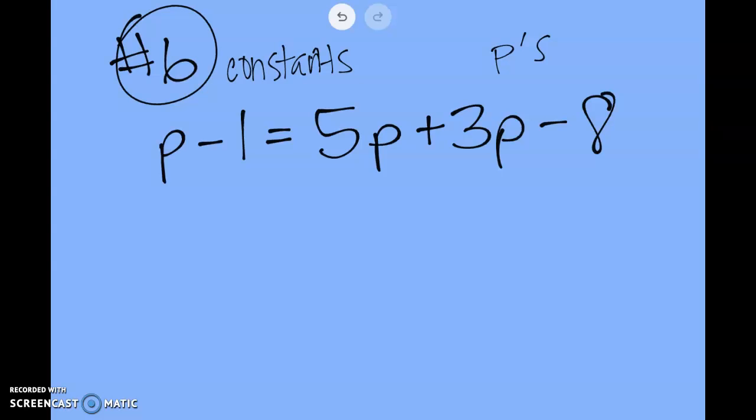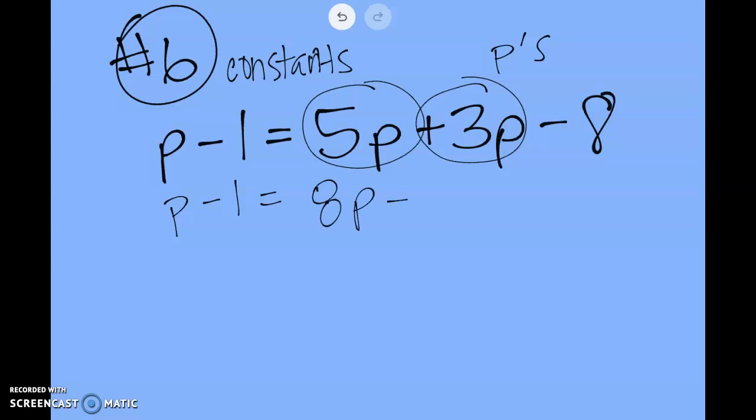So the first thing I notice here is that I have 5p and 3p. Well, 5p and 3p both have p's, so they're like terms. We want to rewrite this equation combining these like terms. If I have 5p's plus 3p's, I have 8p's all together. Now I have the equation. These are both equal to each other. P minus 1 is equal to 8p minus 8.